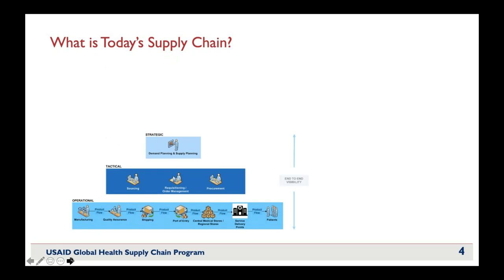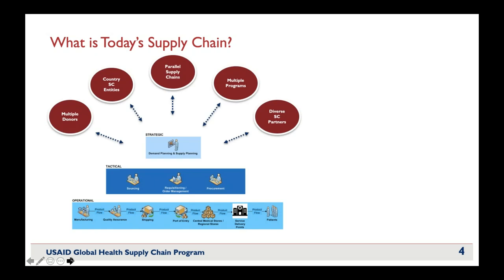Typically, supply chain has included several functions, and those functions help deliver physical commodities from origin. It could be supplier, distributor, or manufacturer, all the way till our end consumers. And in our case, it could be patients, health facilities, clinics.